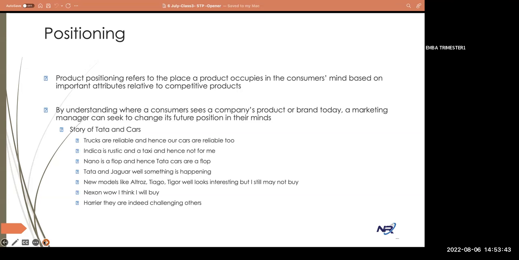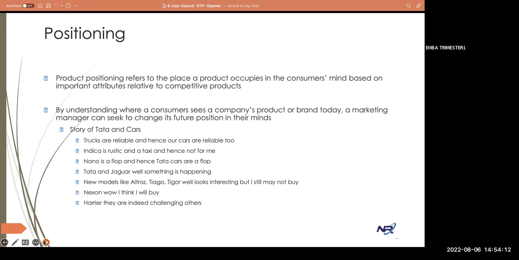And Tata also knew that they may not buy our product because it takes time for me to change the mindset of the people. The mindset of the people takes time to change. Finally, when the Nexon came, people said, wow, this is a car. So you see, every company has to position their product in the mind of the people. And if they position it wrong, they are doomed forever.